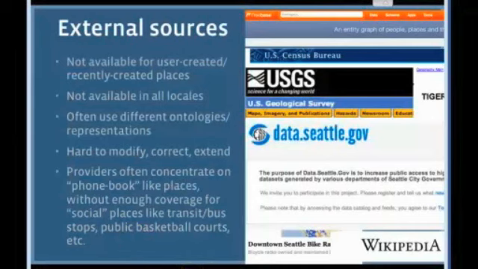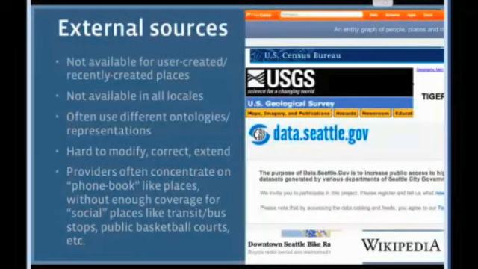The US Census also releases some very interesting information. Seattle has got some great data out there. They put out a list of transit stops and a whole bunch of really interesting information. So the city of Seattle has put out some really cool information. There's a whole bunch of places that you can go and get data from, right?